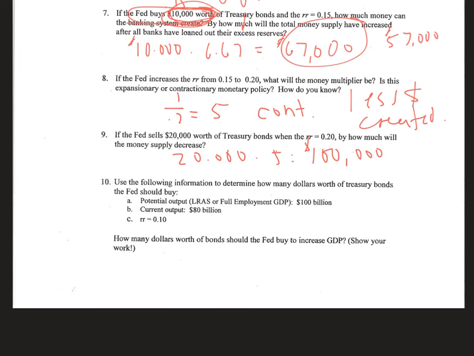And then lastly, we want to increase the money supply by $20 billion with the reserve requirement of 0.1, which would make the multiplier 10, which means the Fed would need to buy $2 billion worth of bonds to close that gap because any money is going to be multiplied by 10.